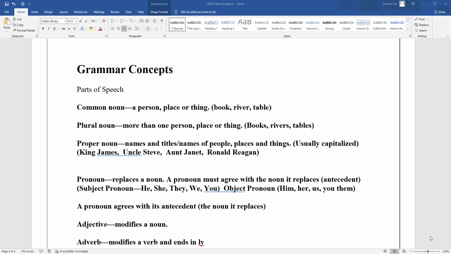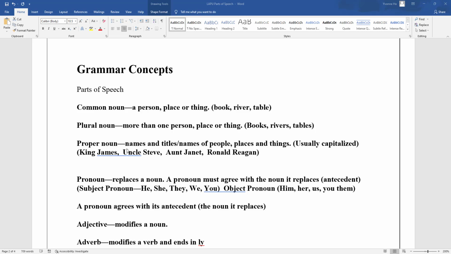So there are many different parts of speech. The first one is a common noun. So what is a common noun? A common noun is a person, place, or thing. So examples of a common noun are book, river, table. A plural noun is more than one person, place, or thing, such as books, rivers, tables.